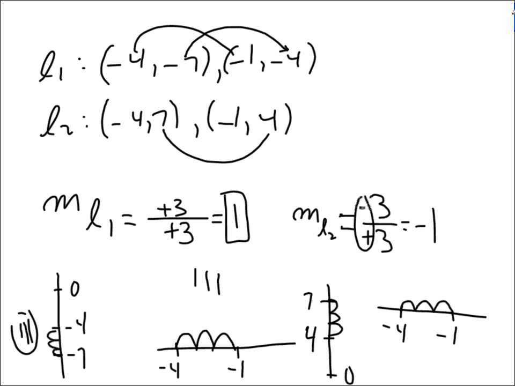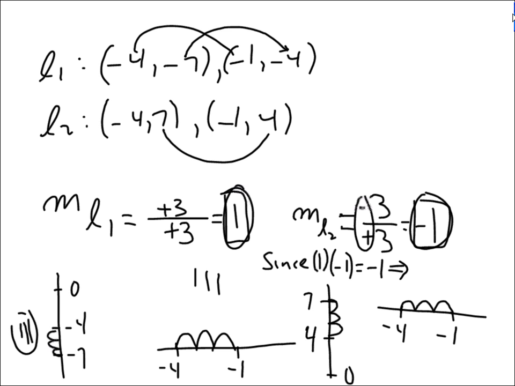Okay. These two numbers are not equal. Therefore, line 1 is not parallel to line 2. But you know what? If you were to multiply those two numbers, you'll get negative 1. Since one slope times the other slope is negative 1, that implies line 1 is perpendicular to line 2.